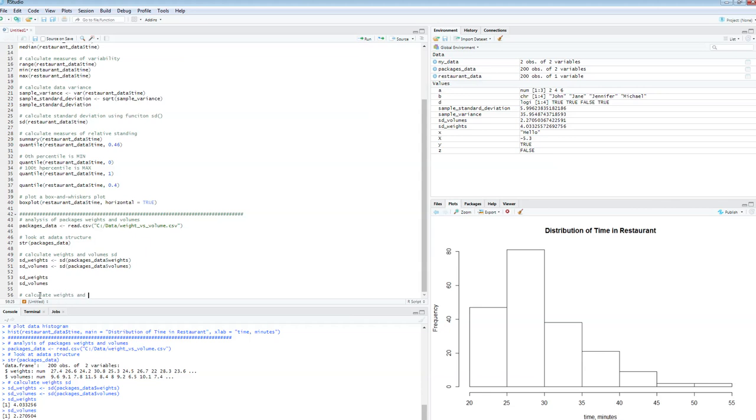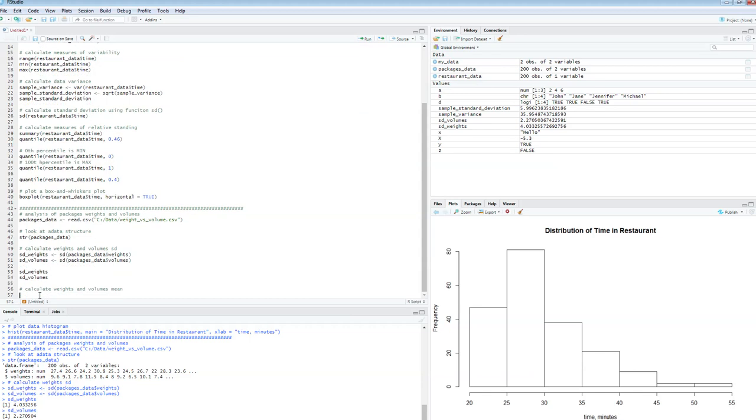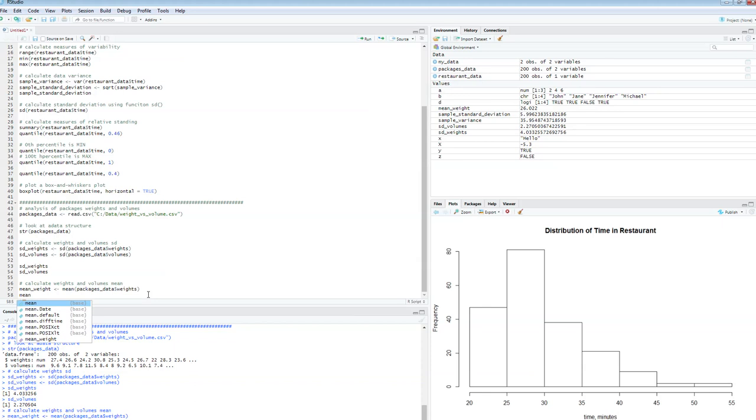Alright, but now let me go ahead and calculate weights and volumes means. Okay, mean. And I'm going to give them the same name, right? Mean weight. And that is done, if you remember, by the function mean, right? And that would be mean of what? Packages data, right there, dollar sign, weights. Mean weight is mean of packages data, column weights. Bam. And I'm going to do the same thing, mean underscore volume. For that, I'm going to use the same function mean, but the column now from the packages data, right there, dollar sign, volumes, right?